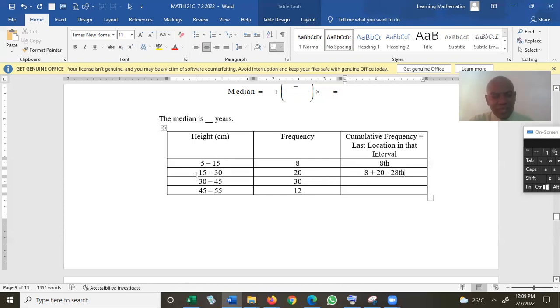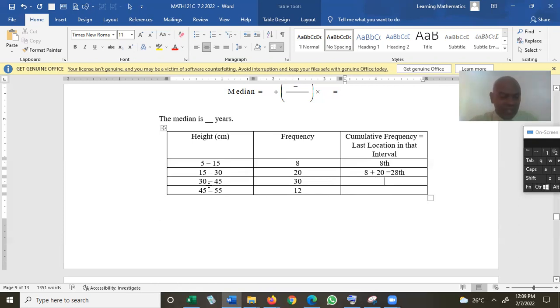You understand? In that interval, the first 8 and the second 20, or the first 28th. So the last location in that interval is 28th. Now we are looking for the 35th, so we have to continue accumulating.